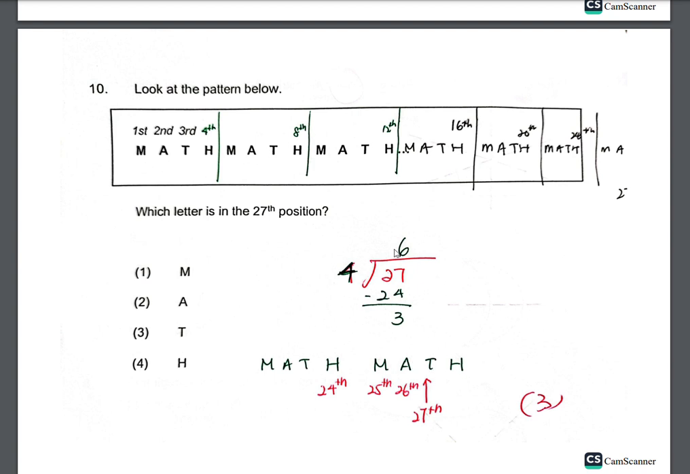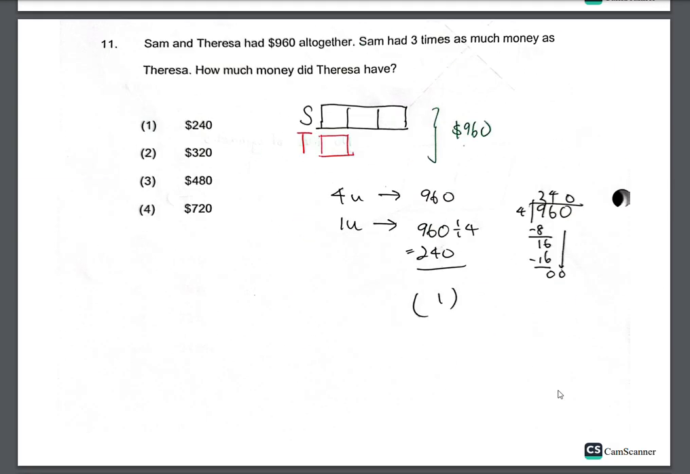Now, this method will help you to solve questions that ask you what is the letter in the 5,000th position. It's too big for you to write down one by one. All right, so learn the smarter method. And the answer is 3. Question 11.